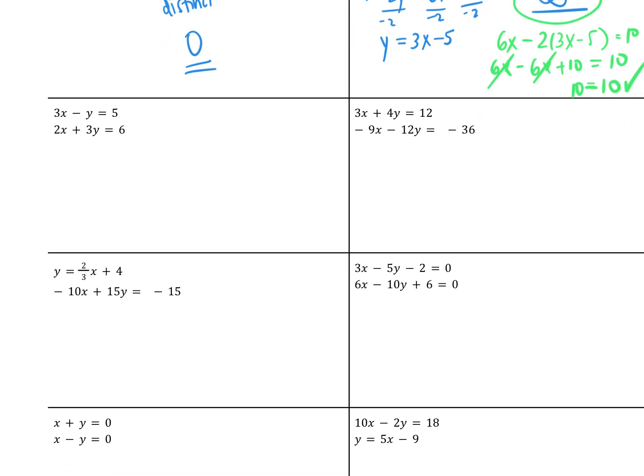Next, 3x minus y equals 5, 2x plus 3y equals 6. Okay, let's see. Let's pretend I were to solve this. I'm going to multiply this by 3. And I would get 9x minus 3y equals 15. 2x plus 3y equals 6. I can see they're not the same, so I think I will be able to actually solve. When I solve here, the y's cancel out, and we have 11x equals 21.